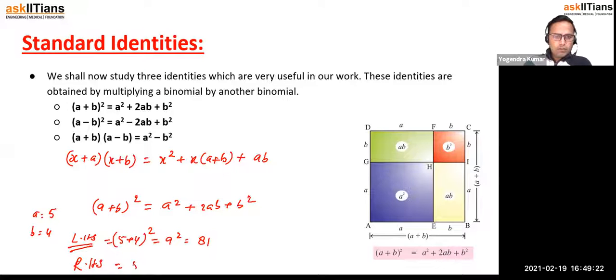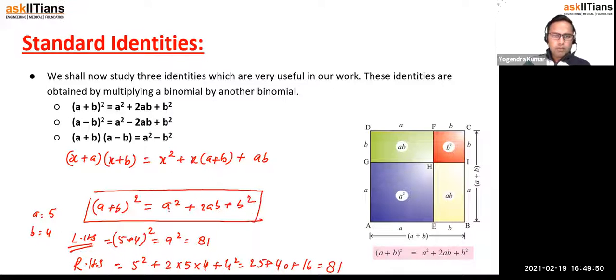So RHS is 5 square plus 2 into 5 into 4 plus 4 square. So it is 25 plus 40 plus 16. So what are we getting here? You can see we are going to get 81 here only. So LHS is equal to RHS, means our identity is valid. Okay, like this, right? In a similar way you can do it for the minus identity also. 5 minus 4, which will be 1 square.